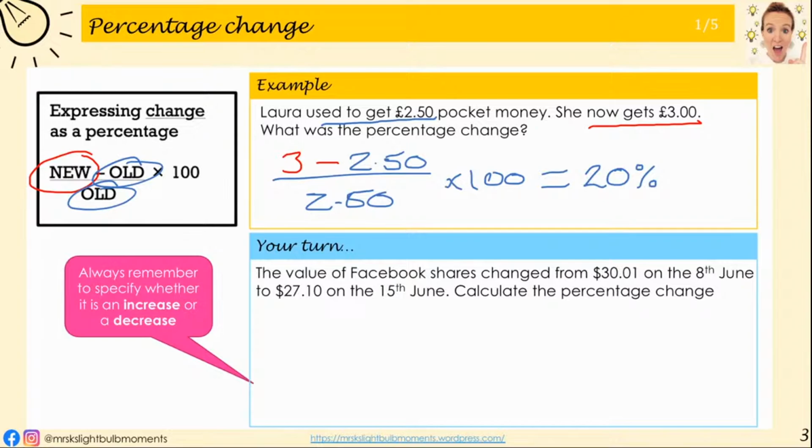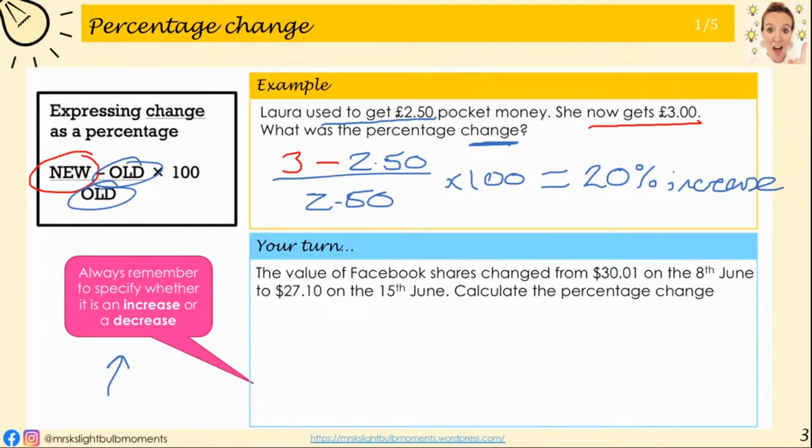Now, to get all the marks on this question, it said what was the percentage change. And if you look at this little pink bubble at the bottom, you've got to remember to specify whether it is an increase or decrease. So that is a 20% increase. So you've got to write increase or decrease if it just says change, because it wants you to tell what's happening. It's always easy to go back to the question, just use your common sense what's happening there.